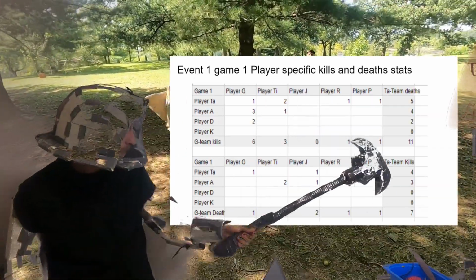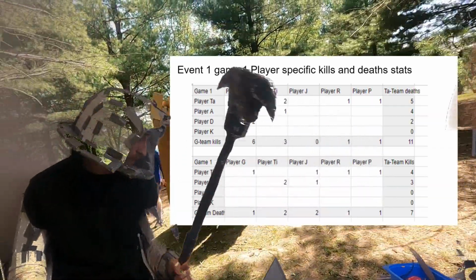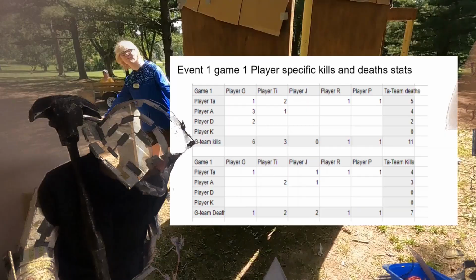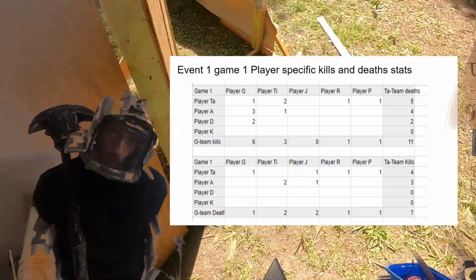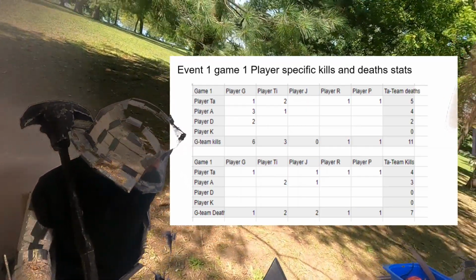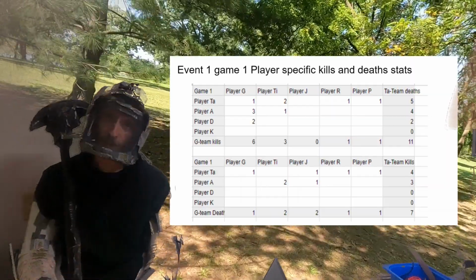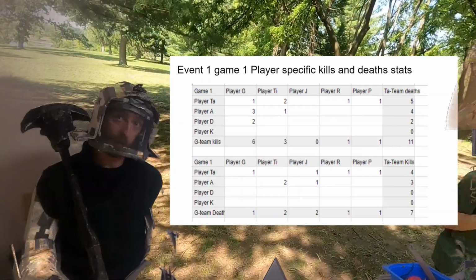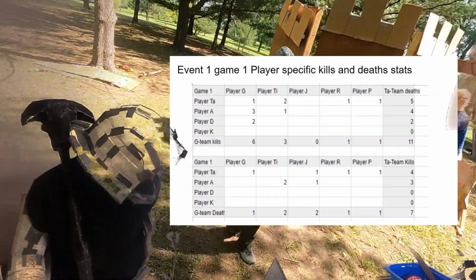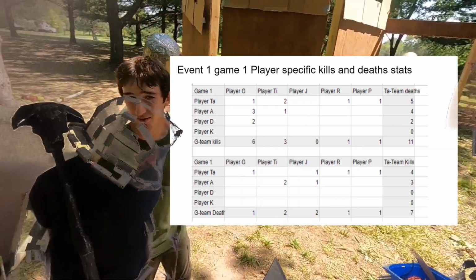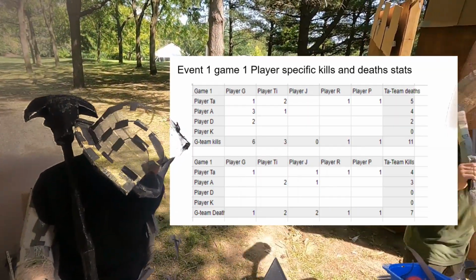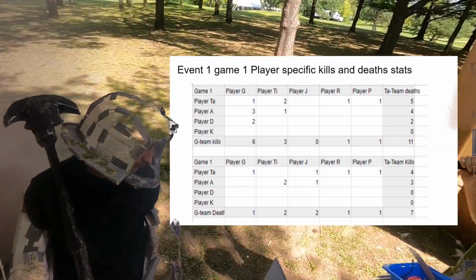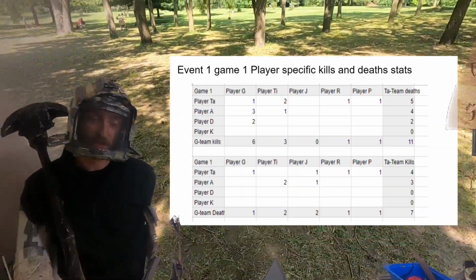So in the bottom spreadsheet, the column on the far side, TA team kills, player TA got 4 kills. So even though they died 5 times, they got 4 kills, so a KDR of like 0.8 or something, which is not bad. Generally trading in most fights, I suppose. Yeah, so that's just kind of the standard setup for this.